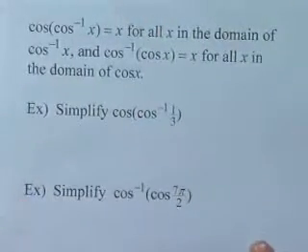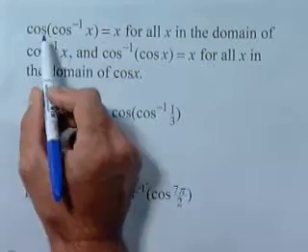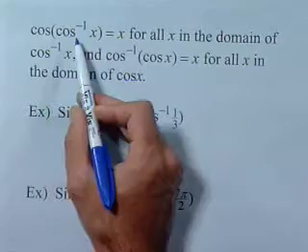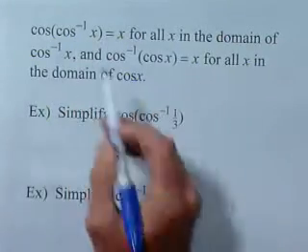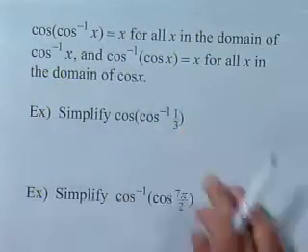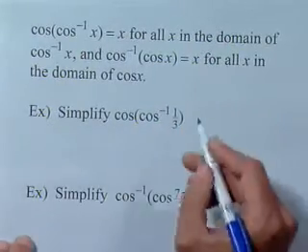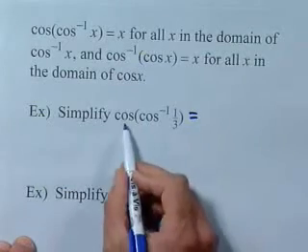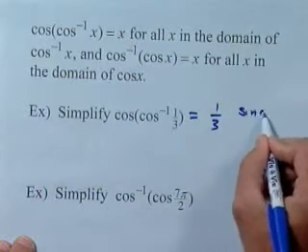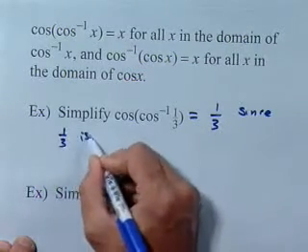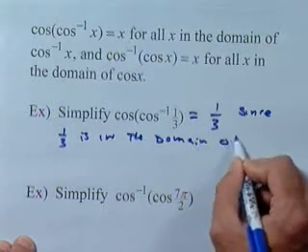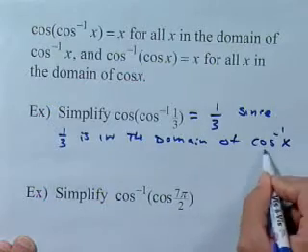All right. Finally, let's look at this. Remember, the cosine and arc cosine are inverse functions, so this property must hold. Cosine of arc cosine x is x for all x in the domain of the arc cosine. And arc cosine of cosine x is x for all x in the domain of cosine. For example, cosine of cosine inverse 1/3 is 1/3, since 1/3 is in the domain of arc cosine. Okay?